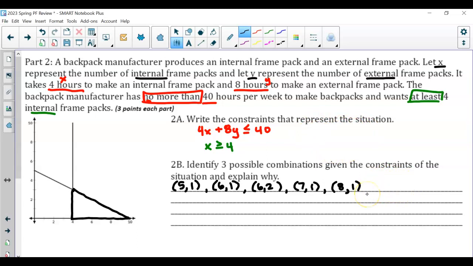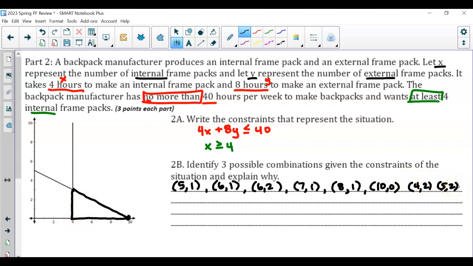But again, there are many others. You could even use 10, 0. That is part of that region. So you could have 10, 0, 4, 0. So here, there are plenty of 5, 2, 4, 2. These are all different solutions.